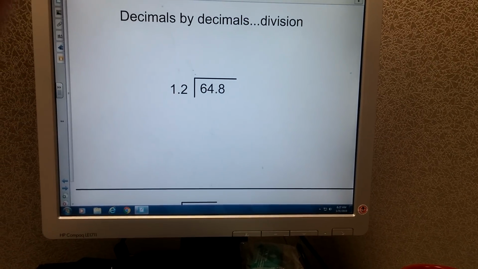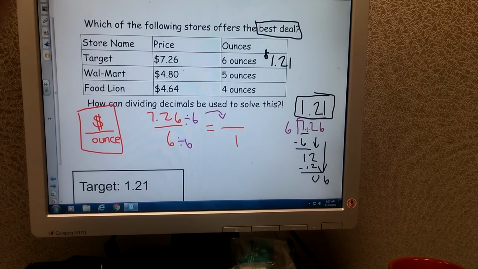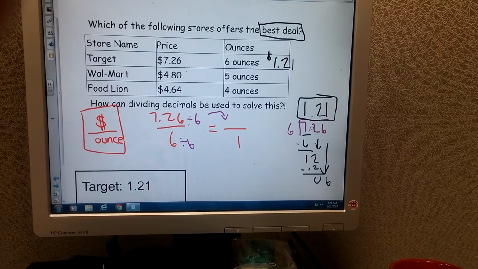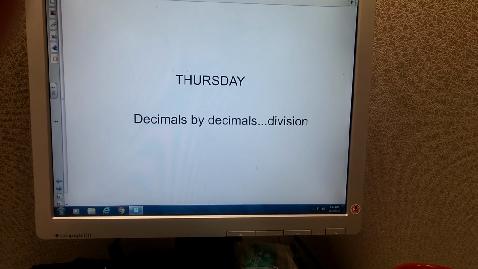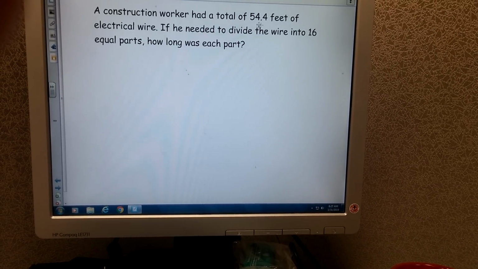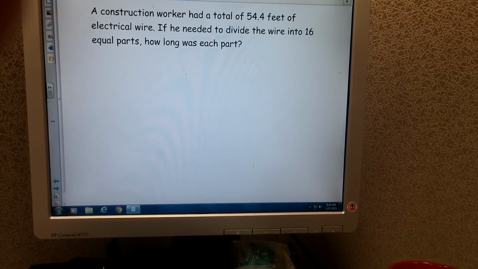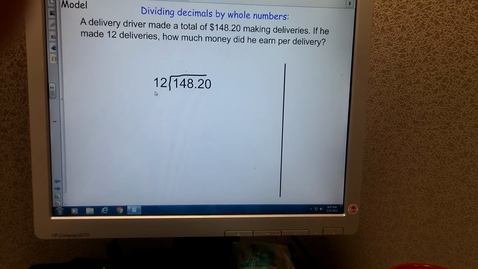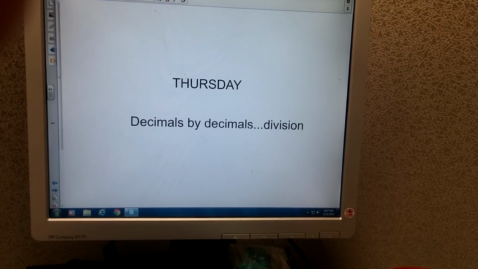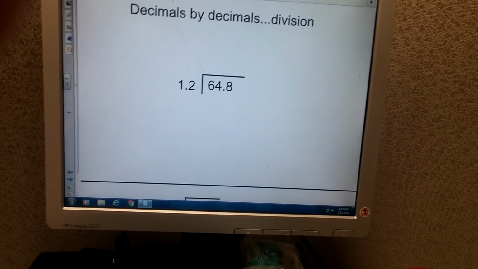All right, so the problems we just did, we were dividing a decimal by a whole number. The same thing with everything we worked on yesterday. It was a decimal divided by a whole number. Today is going to be a little bit different, and there's just a slight adjustment you need to make.